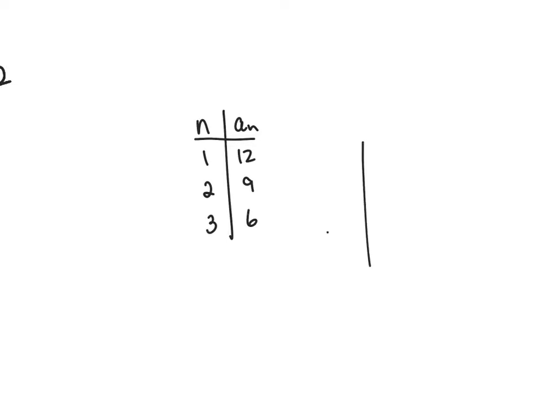If we were to translate that to a graph where n was our horizontal axis, a sub n is our vertical axis, then 1, 12, then we had 2, 9, 3, 6, 4, 3, let's see, that was 6, that was 9, that was 12, that was 3, okay.